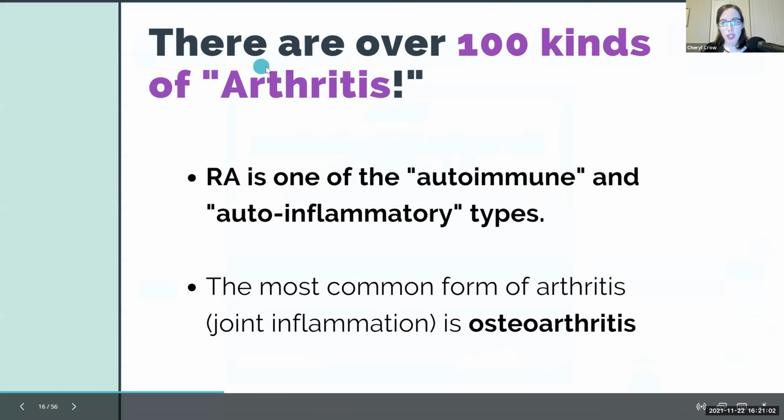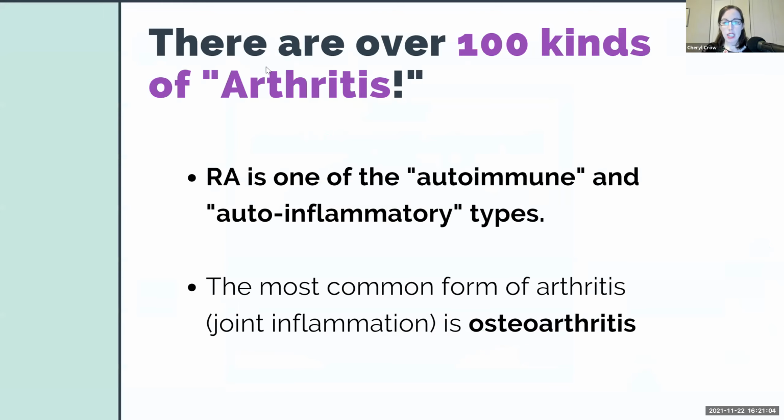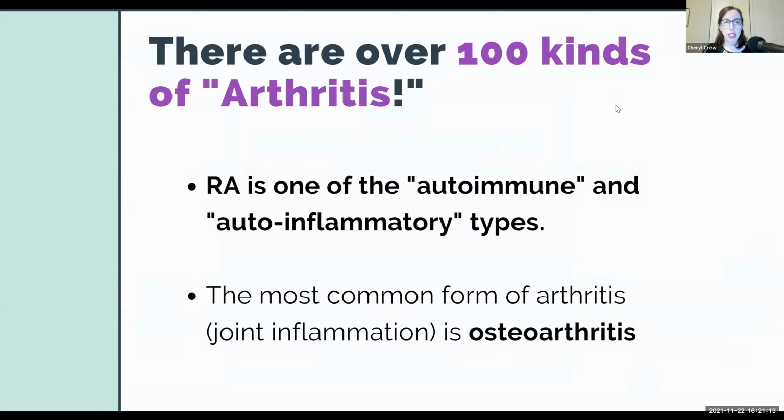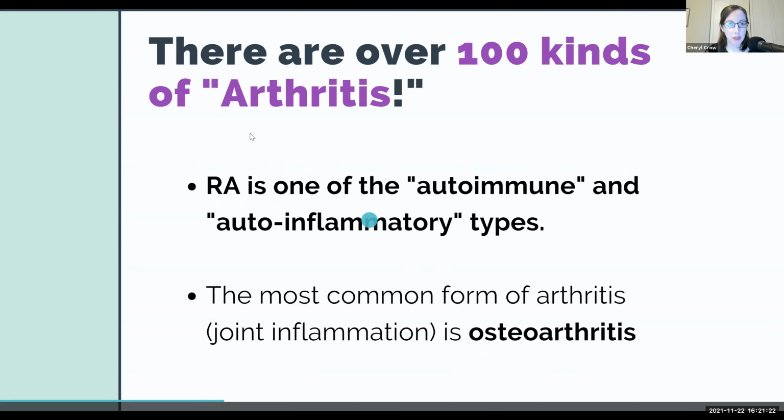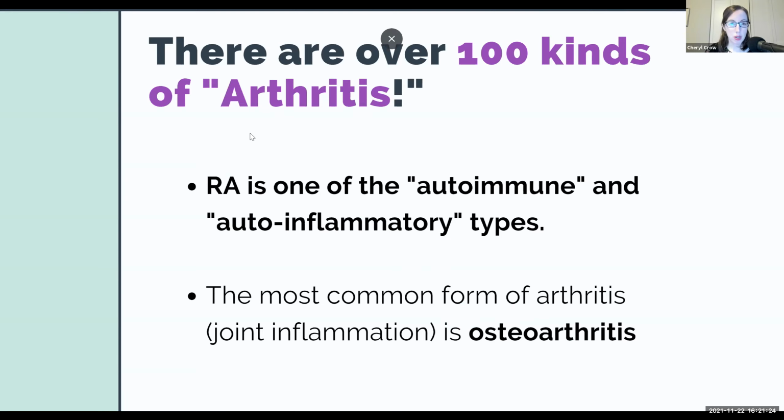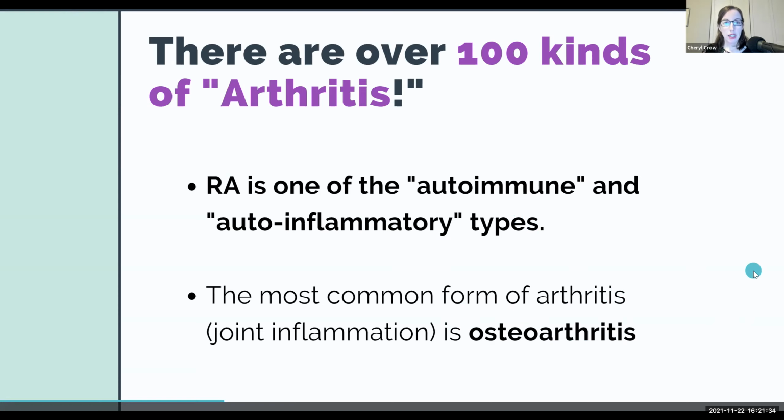So there are over 100 different kinds of arthritis. A lot of times people do use the word arthritis as just a shorthand for any cause of arthritis, but rheumatoid is one of the autoimmune or autoinflammatory types. There's about 2 million people last time I checked in the United States living with rheumatoid. There's about 54 million people total. The vast majority who have a form of arthritis do have osteoarthritis. It's actually 1 in 4 adults in the United States has osteoarthritis, which is pretty staggering.